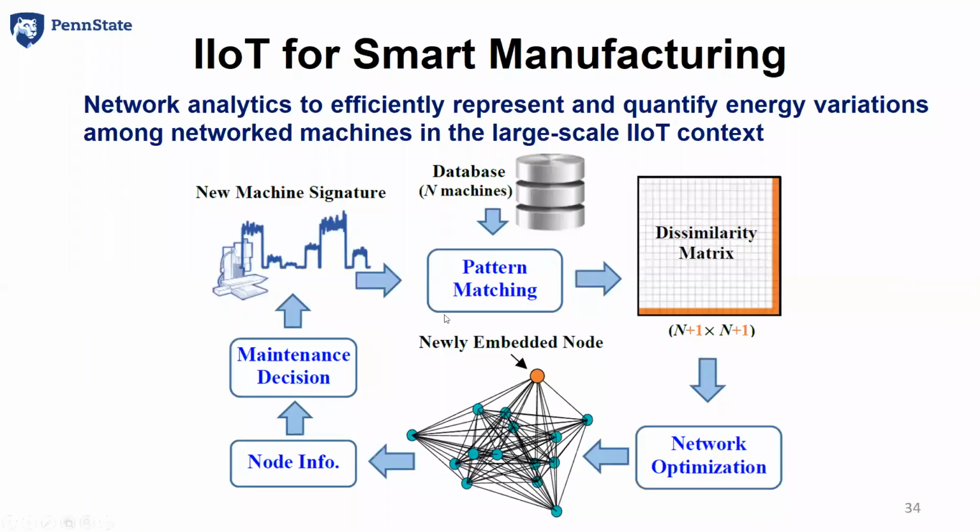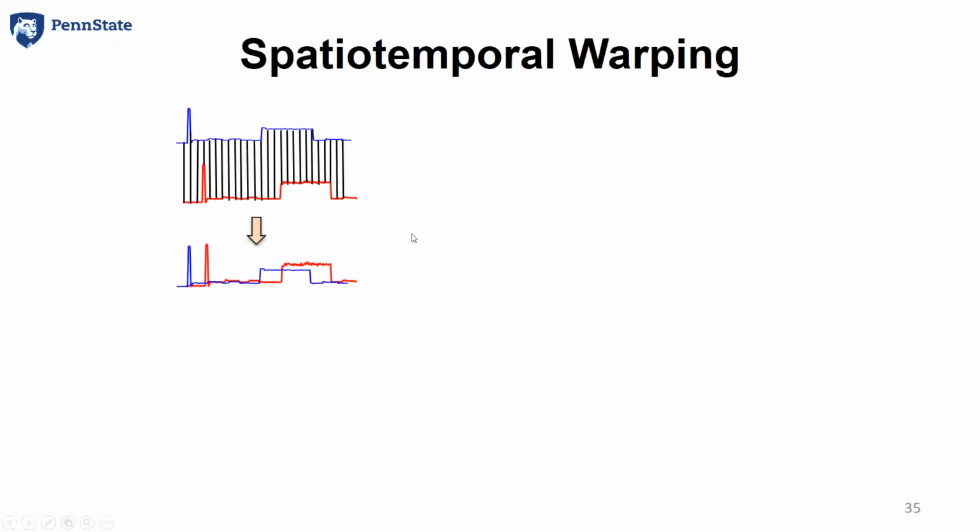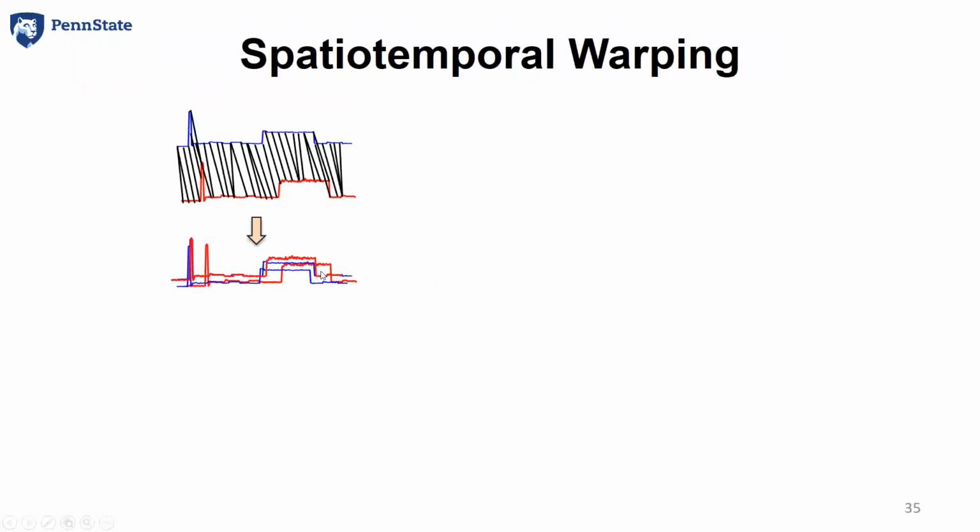Now, the first step is pattern matching. If you have two profiles, how do you compare the similarity of these two profiles? Some people may use the Euclidean distance. You can do this, but obviously this is not right because this is not aligned. You want them to be aligned like this. You want peak to compare to peak, and the cutting phase to compare to the cutting phase. And so we used something called warping. Warping aligns the profiles first, and then measures the similarity between the two profiles.